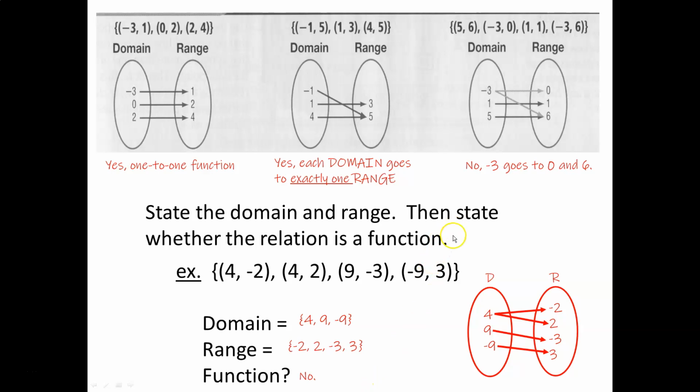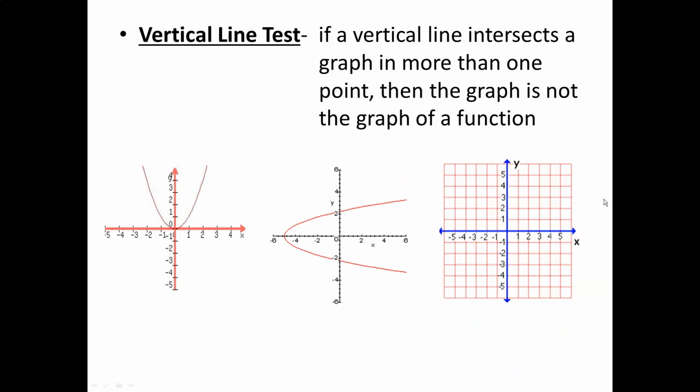Not a function. Okay, then we have the vertical line test. If a vertical line intersects a graph in more than one point, then the graph is not the graph of a function. This is my favorite test in all of math. I think I need to clarify, though, that when it says a vertical line intersects a graph, I mean a curve. So this one here and this one here, a curve, not just the graph.